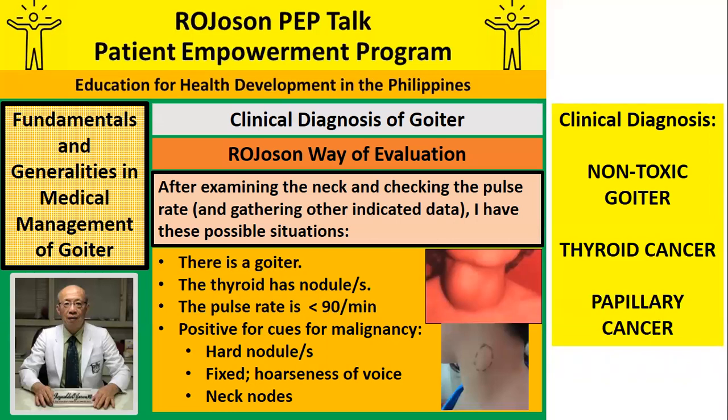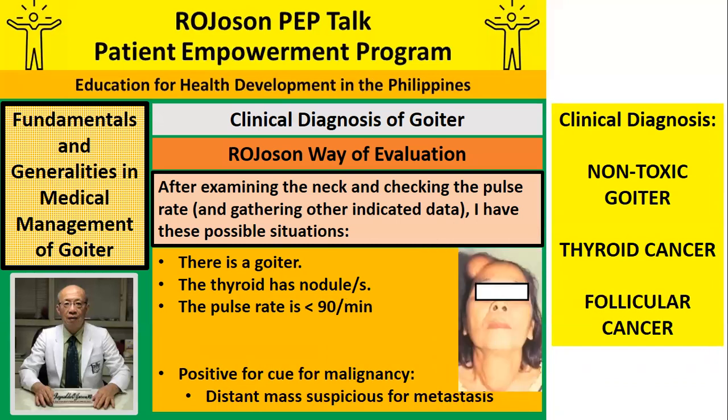Goiter, nodule, pulse rate is less than 90 per minute. There are hard nodules, fixed nodules, hoarseness of voice, and neck nodes, which are positive cues for malignancy. So the clinical diagnosis is non-toxic goiter, more specific, thyroid cancer, and more specific, the type of thyroid cancer present is papillary cancer.